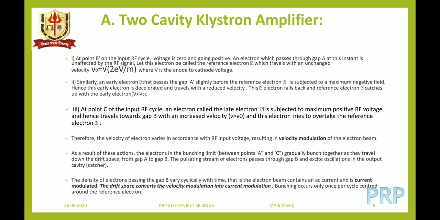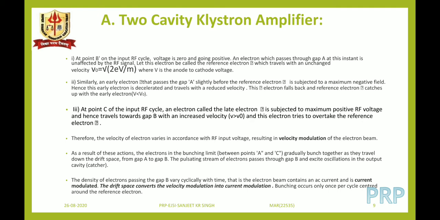So therefore the velocity of the electron varies in accordance with the radio frequency input voltage, resulting in velocity modulation of the electron beam. As a result of these actions, the electrons in the bunching limit between points A and C, that is A, B and C, gradually bunch together as they travel down the drift space. So remember, bunching is taking place right from the first cavity to the second cavity.